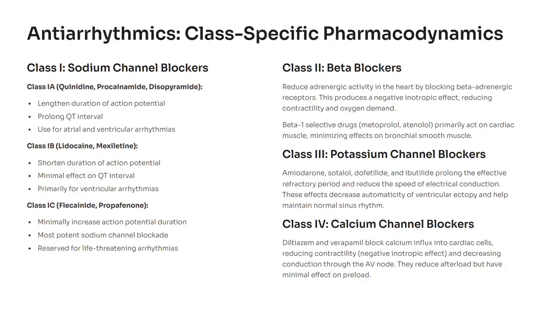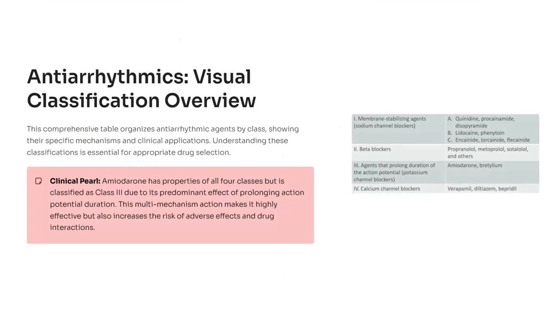Class 4, your calcium channel blockers. We've talked about those, right? Diltiazem, verapamil. Those block calcium influx into cardiac cells. They reduce afterload but have minimal effect on preload. So this is just a little clinical pearl. Amiodarone has properties of all 4 classes, but is classified as a class 3 because it has a predominant effect of prolonging action potential duration.